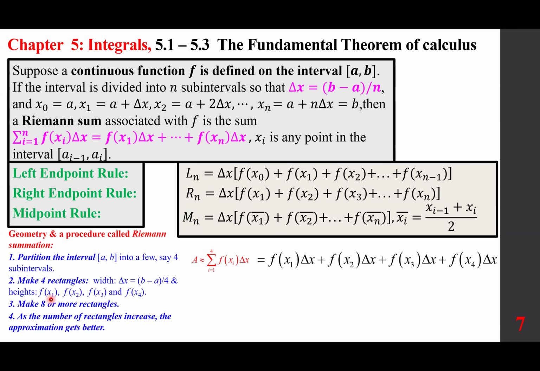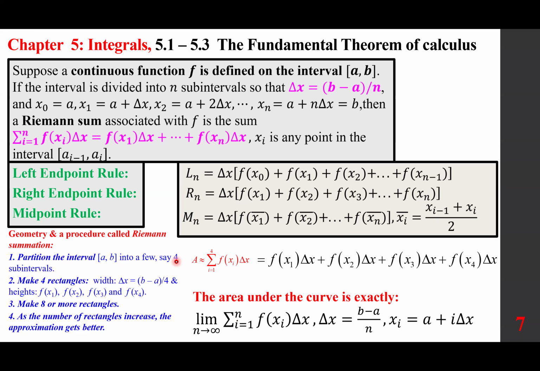So the area is approximated by the summation of f of x sub i delta x as i goes from 1 to 4, for example. In this case, f of x sub 1 delta x plus f of x sub 2 delta x plus f of x sub 3 delta x plus f of x sub 4 delta x, if you cut it into 4 pieces. If you do 8, you have more, right? You have 8 of them.